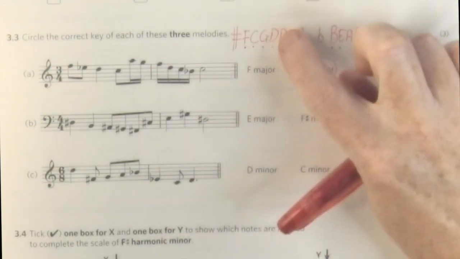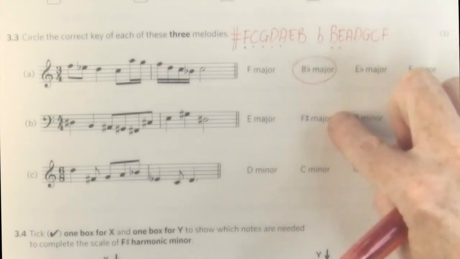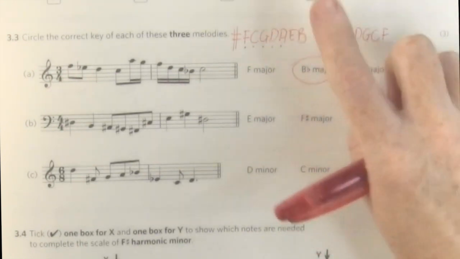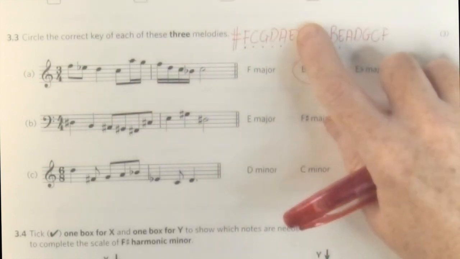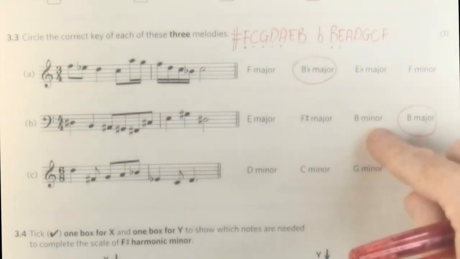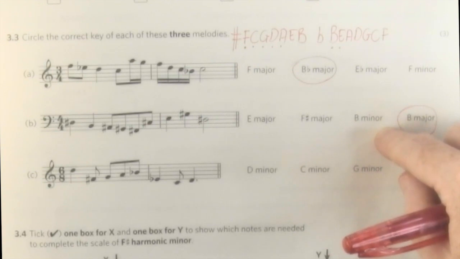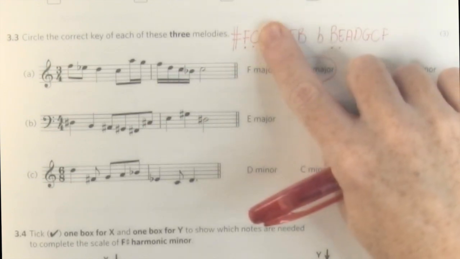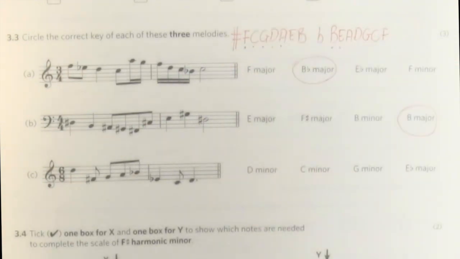E major has just 4 sharps. F sharp major has loads of sharps. We've seen it before. It has 6 sharps. And B minor is the relative minor of D major, and it has just 2 sharps. So none of them could work.